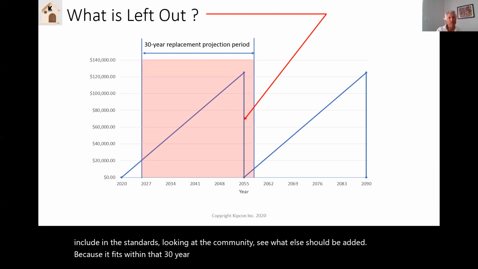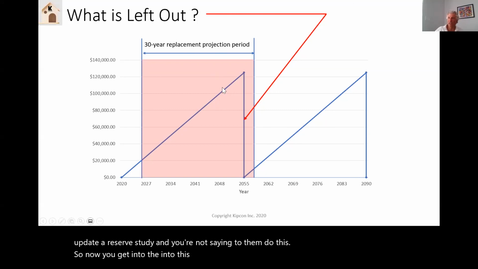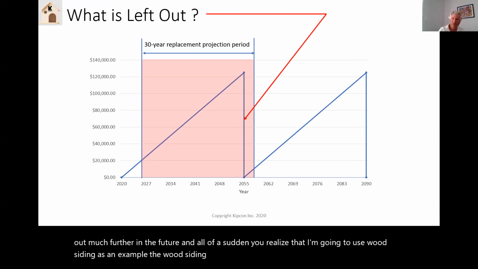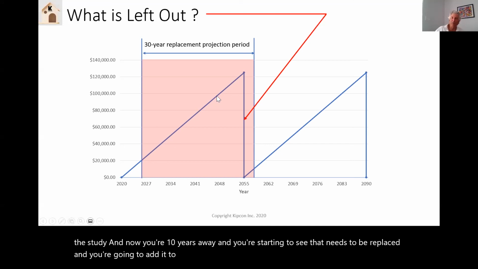So now think about it. You're asking somebody to update a reserve study, and you're not saying to them, do this. So now you get into this 30-year replacement period. Now you're out much further in the future, and all of a sudden you realize that, I'm going to use wood siding as an example. The wood siding had a 35-year life, and now all of a sudden it wasn't on the study, and now you're 10 years away, and you're starting to see that it needs to be replaced, and you're going to add it to the study, and now you're amortizing the replacement cost of that wood siding over only 10 years instead of over the full 30 years.